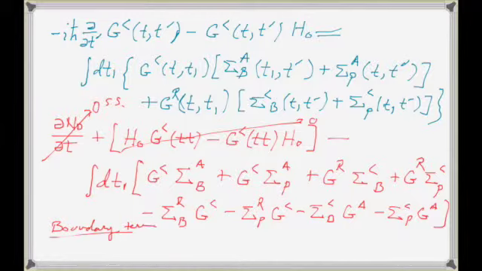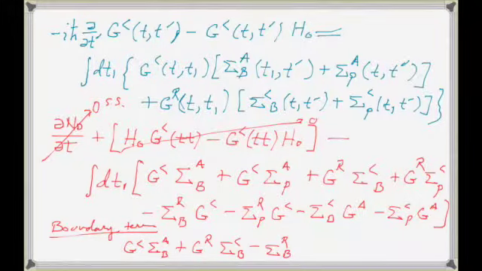So these were our boundary self-energies as before. We have G less than sigma A plus GR sigma less than minus sigma R G less than minus sigma less than GA.